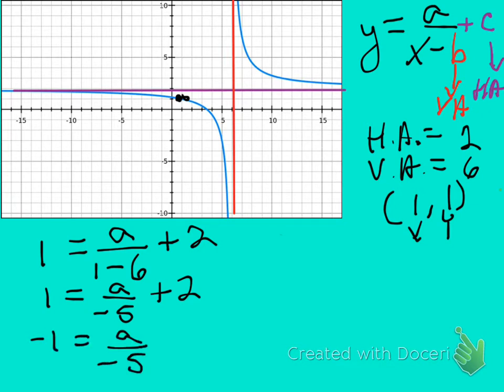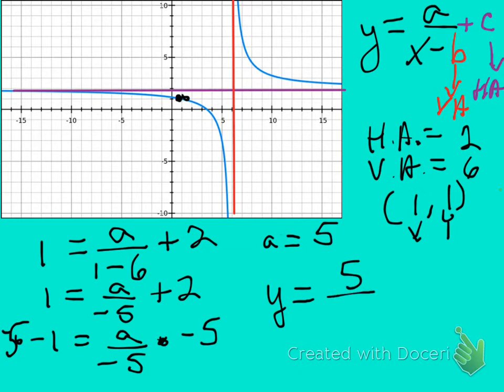And last but not least, you need to multiply by negative 5 on both sides. And I would get that a equals positive 5. But if you give me that as an answer, I'm going to mark it wrong. I want the full equation that will work for any point on the graph. So you should give me y equals my a value, which is 5, divided by x minus the b value, which is 6. And the c value, which is the horizontal asymptote, goes on the outside. So this is the answer.